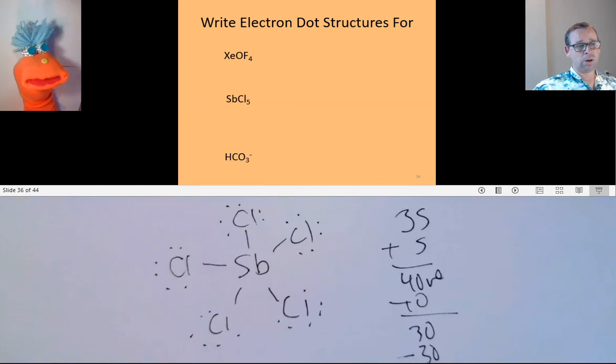Am I okay? I think so, because antimony brought 5. It just wants 5 around it like it has. So no formal charge on antimony or the chlorines. Very good. Finished. Excellent. Now, let's take a look at how we draw a formal, or actually, let's stop here.